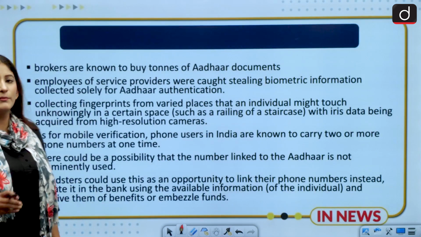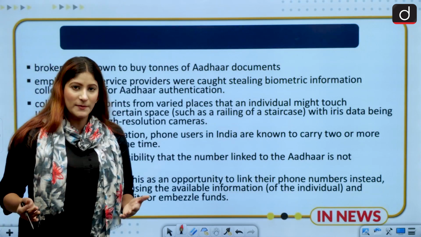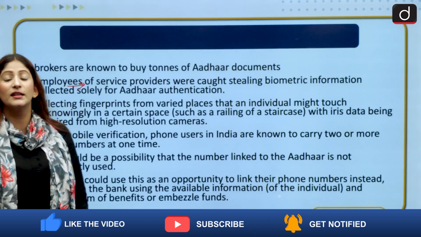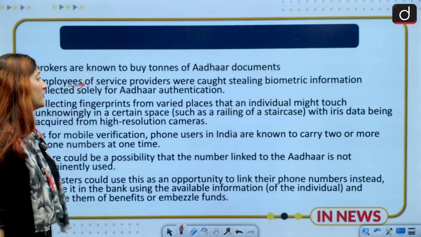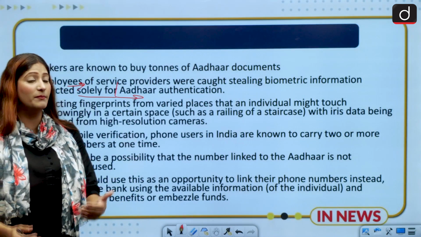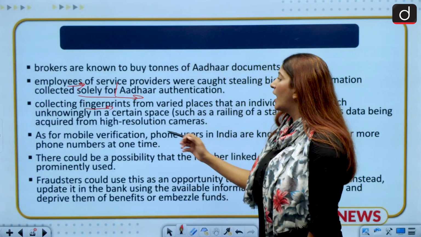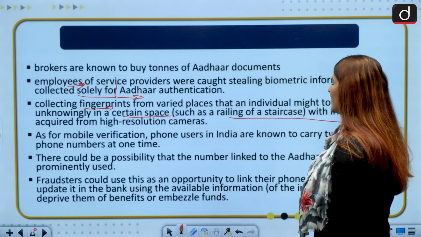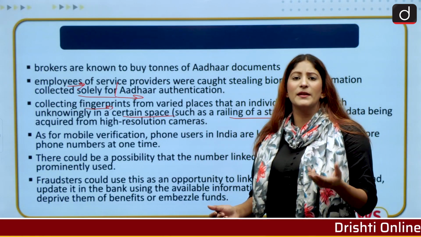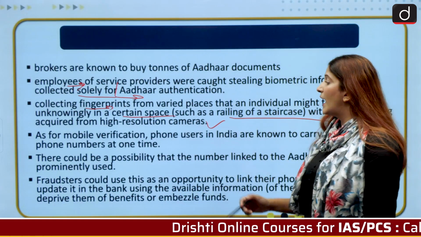But what happens is that certain brokers are known to buy Aadhaar documents in bulk from mobile shops or from other entities. And then the employees of service providers were also caught stealing the important biometric information collected solely for Aadhaar authentication. Okay, so you see how it is breached. And fingerprints are collected from varied places, where one might touch unknowingly, such as the railing of a staircase, which can of course be printed on a piece of clothing or a piece of proper fiber that it is made for, and they are acquired through high resolution cameras.